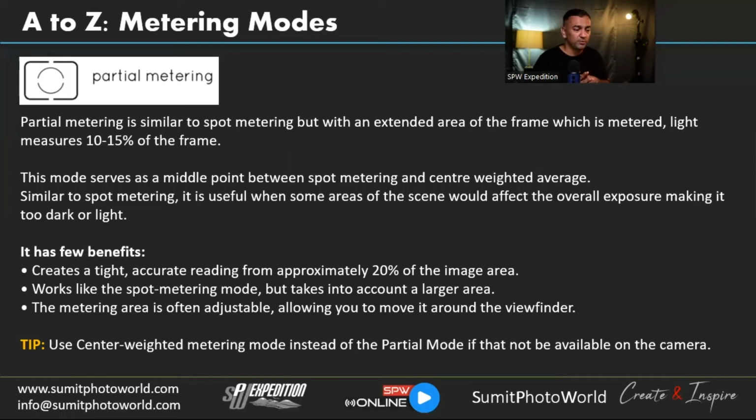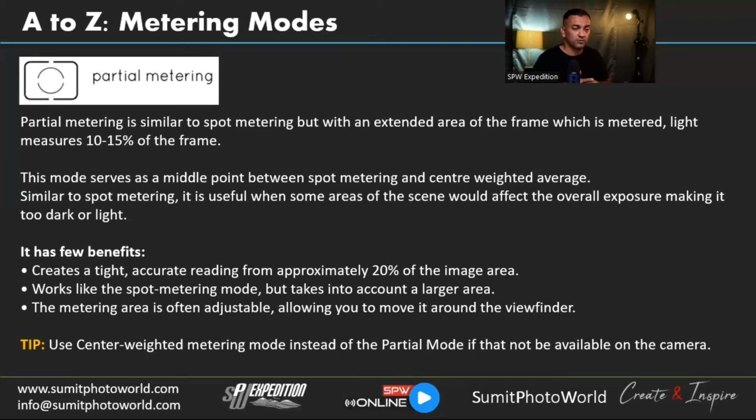Similar to spot metering mode, it is useful when some areas of the scene would affect the overall exposure, making it too dark or light. It has a few benefits. It creates a tight, accurate reading from approximately 20% of the image area. It works like the spot metering mode, but takes into account a larger area. The metering area is often adjustable, allowing you to move it around the viewfinder.